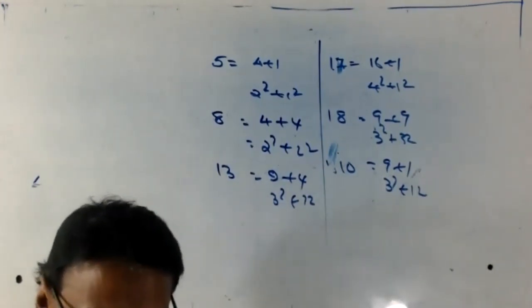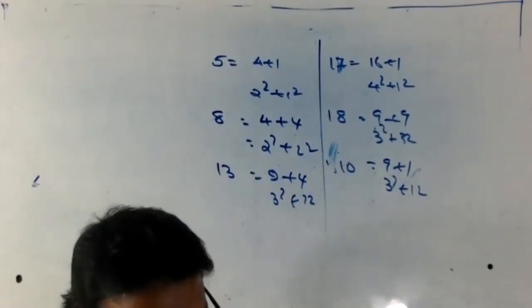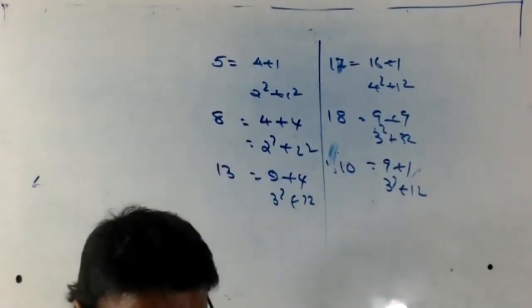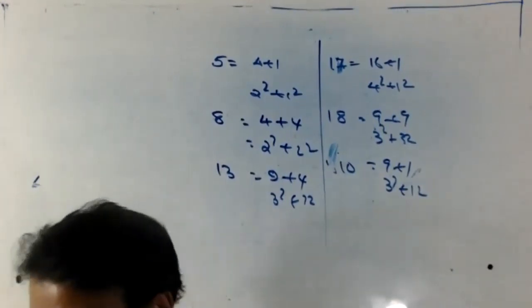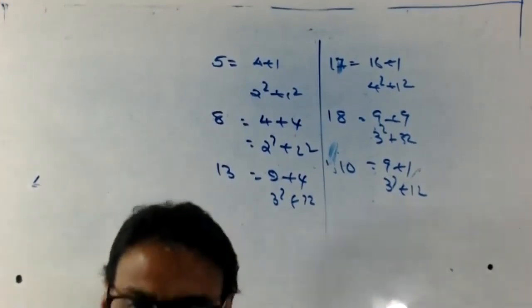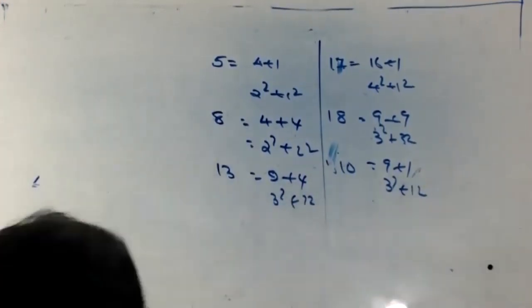So next one, there is one more construction. That we'll do next class only. Before that, now you close your geometry box and all. Close the geometry box. Now we'll do the next part.